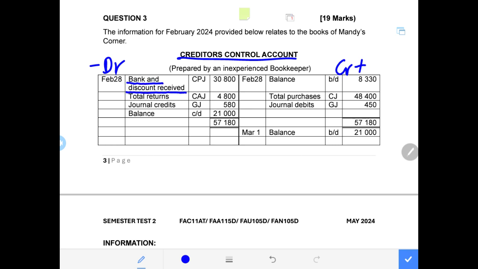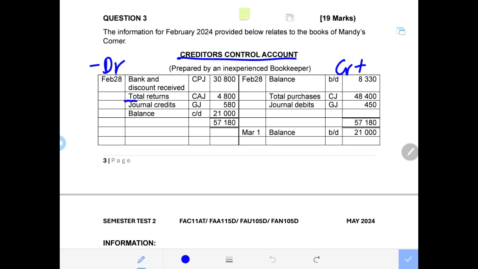Bank and discount indicate that money was paid, and this comes from the cash payment journal. So that means we have paid our creditors, and this amount of 30,800 is the amount that comes from the creditors control column of the cash payment journal. I am saying so because it said bank and discount. So if the discount is included, the 30,800 is the amount that includes the discount. I partly emphasized that in the debtors journal that I did in another recording.